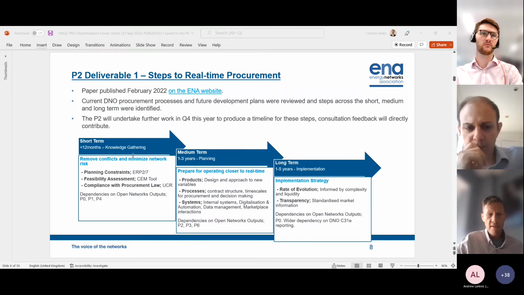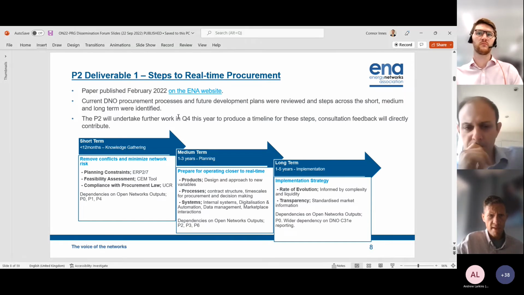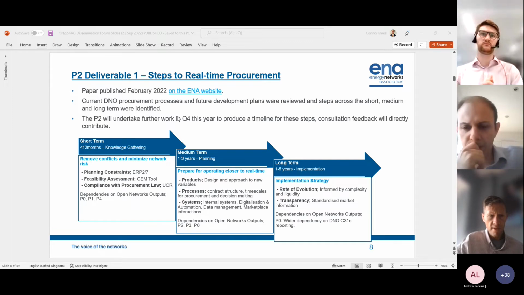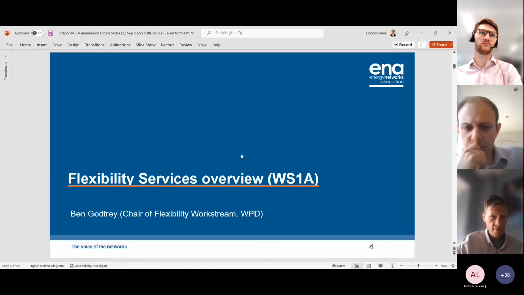There is the first period, the short term, the first 12 months, which is all about knowledge gathering and trying to remove any blockers to minimise network risk. You'll see that there's a lot of dependency on other products within the work stream, and obviously there are some obligations we need to comply with, especially procurement law.